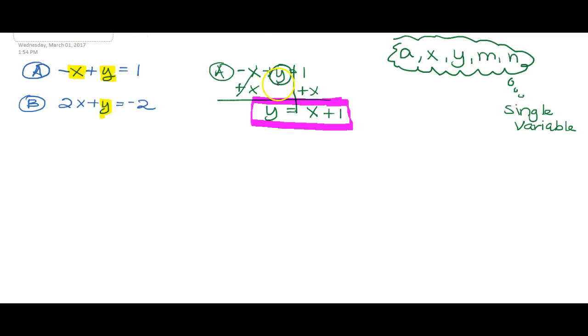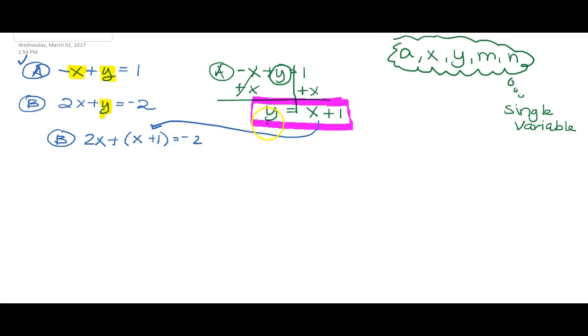So, we're going to take this, and since we've already used equation A, we have to use equation B. So we have 2x plus x plus 1 equals negative 2. Now this part comes because in equation A, we found that y is the same thing as x plus 1. So since they're the same thing, I can use them interchangeably.